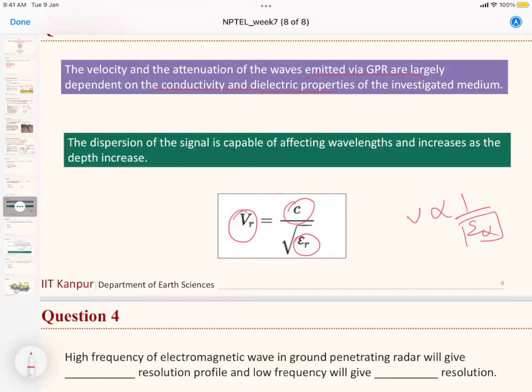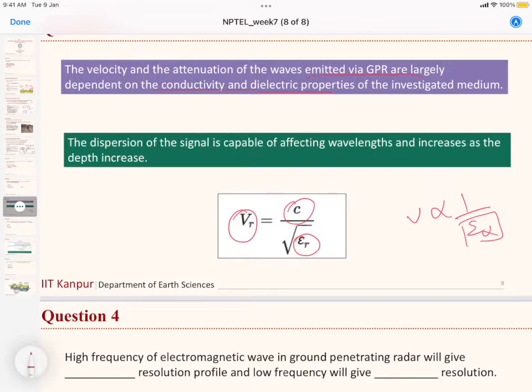So this is the basic relation. It is a very simple, simplified form of the velocity relation with respect to the material property. And the phenomenon of decreasing velocity with depth is called dispersion. So this electromagnetic wave that we use in the GPR shows the phenomenon of dispersion, and what happens in dispersion is that velocity decreases with respect to depth.